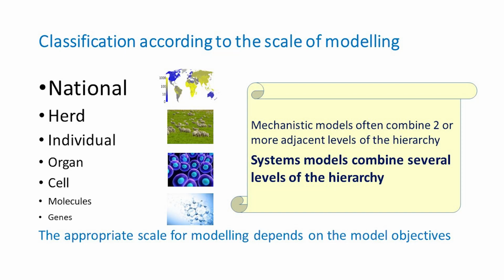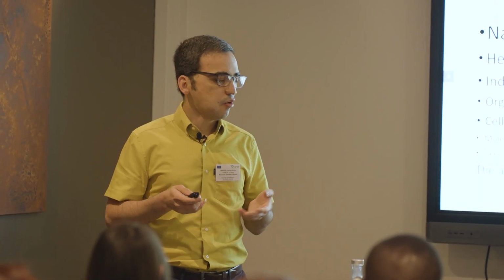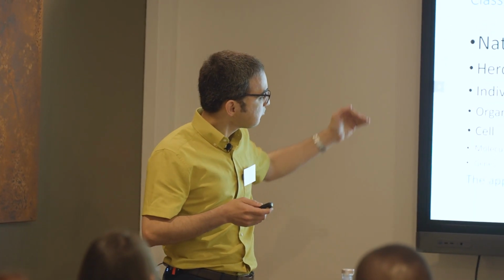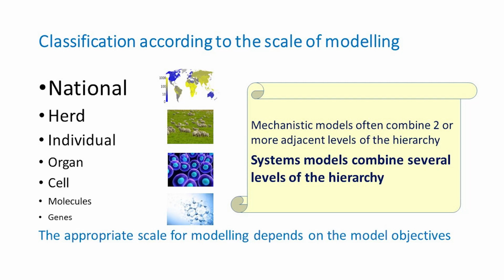So normally what you do in reality, you always combine one or two or three of these scales. For example, in the afternoon, I think we will see the modeling of milk yield for animals. So that's at the individual level. If you try to select which animal is better in terms of milk yield, then you're also at the herd level. If you combine many of these scales, then these are called system models.